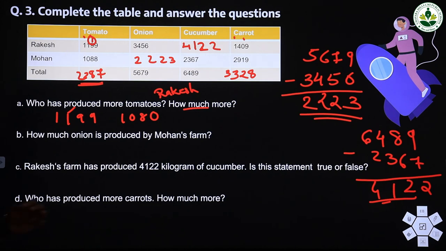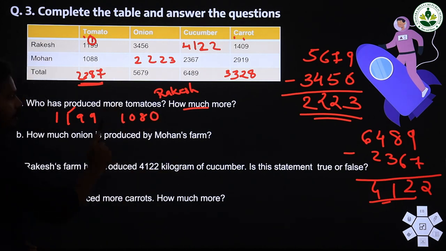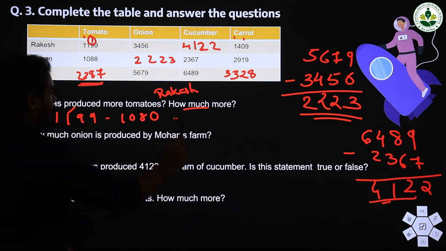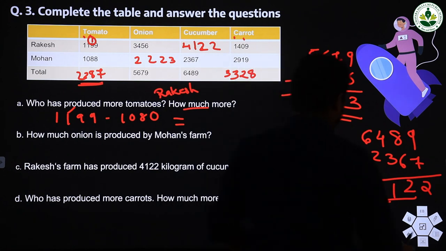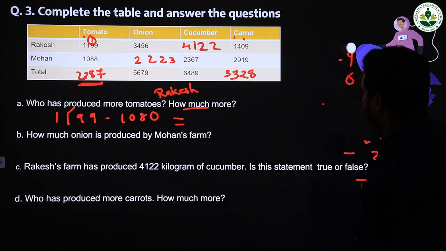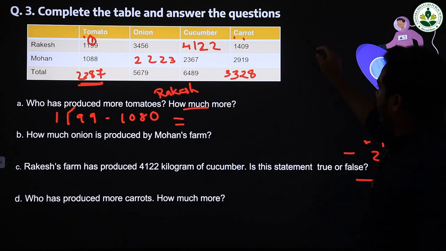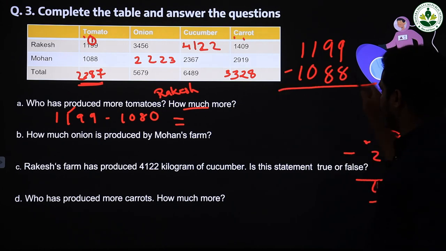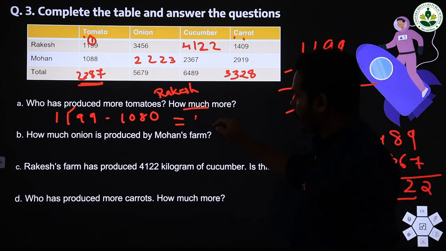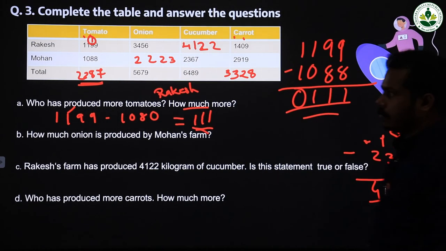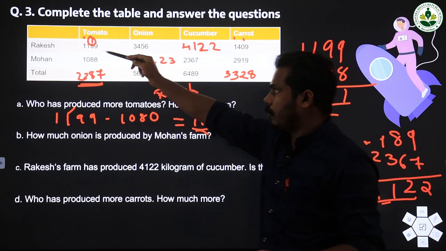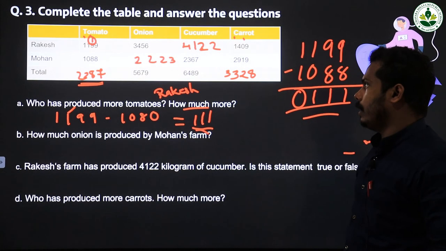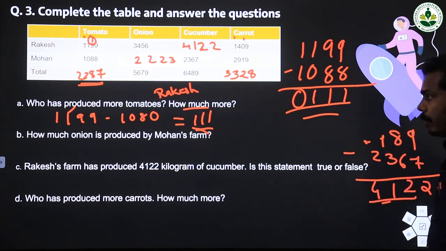And how much more? So we need to find the difference between these two numbers. For finding the difference, we use subtraction. 1199 minus 1080. 9 minus 8, 1. 9 minus 8, 1. 1 minus 0, 1. 1 minus 1, 0. So the difference between these two numbers is 111. So who has produced more tomatoes? Rakesh produced more tomatoes. How much more? 111.